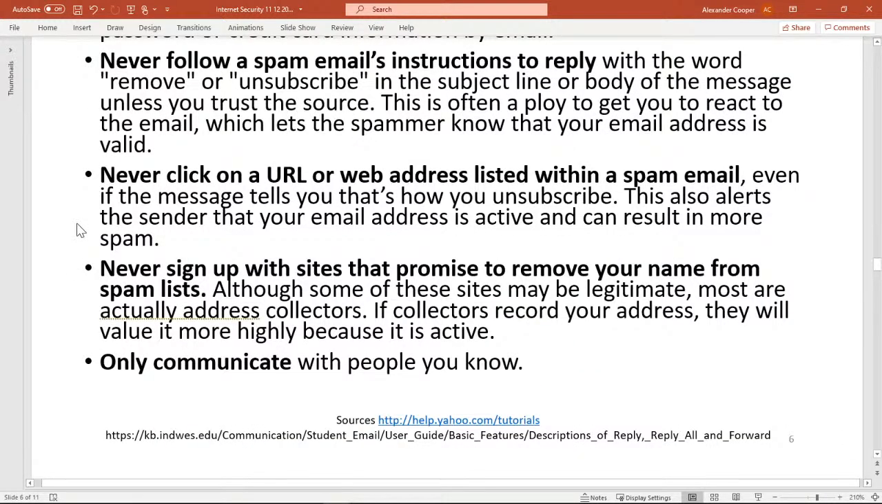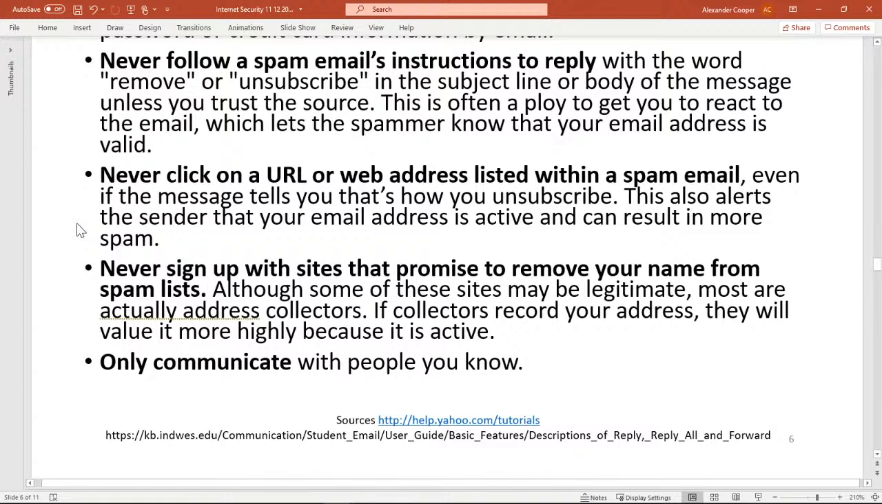Never click on a URL or website address listed within a spam email, even if you think, oh, this looks like spam. Don't click on it as a joke. Even if the message tells you that's how you unsubscribe, there are also alerts that send your active email address, which can result in more spam. Never sign up with sites that promise to remove your name from a spam list. Although some of these sites may be legitimate, most are actually address collectors. If collectors record your address, they will value it more highly because it is active.